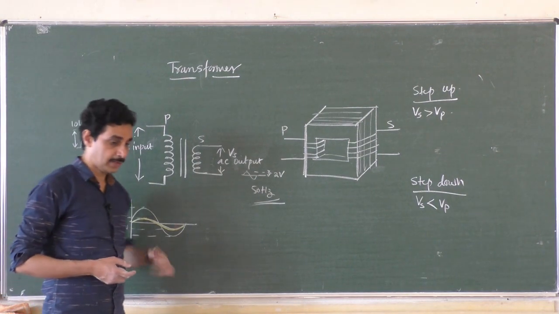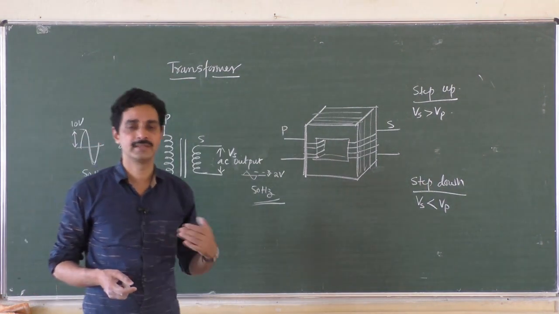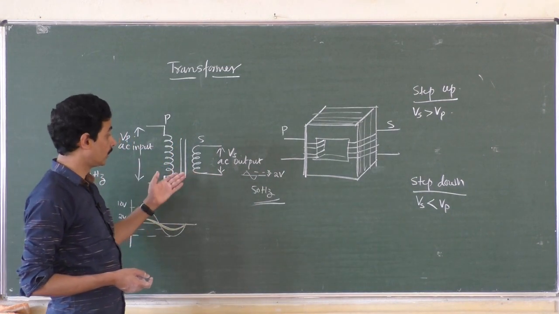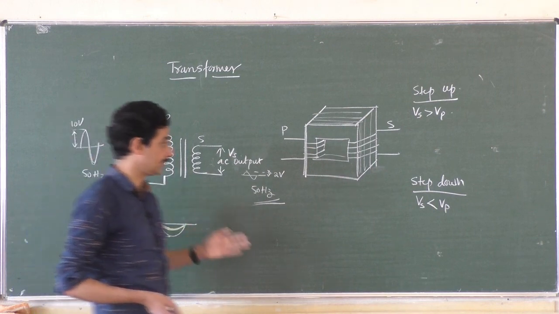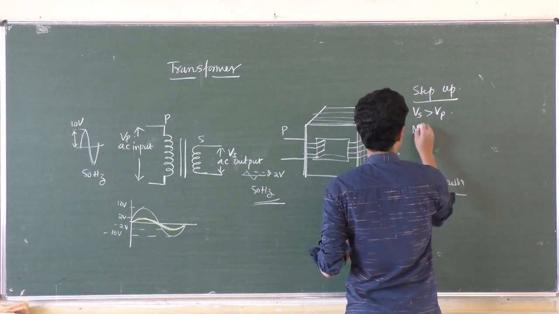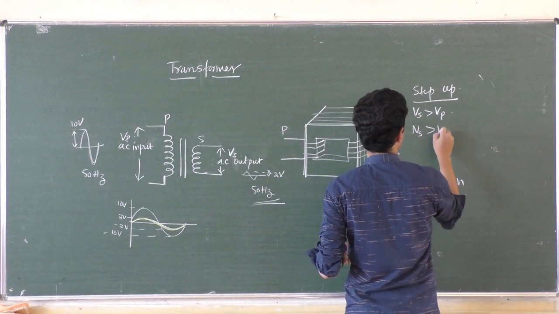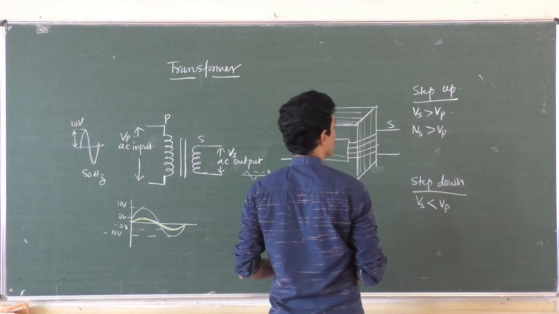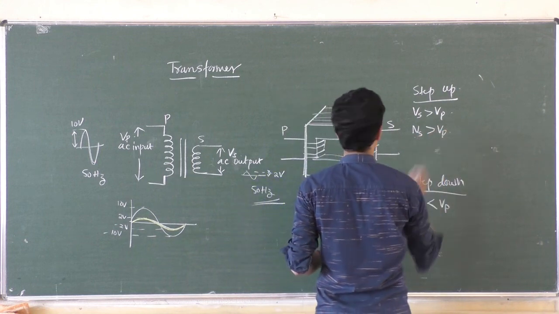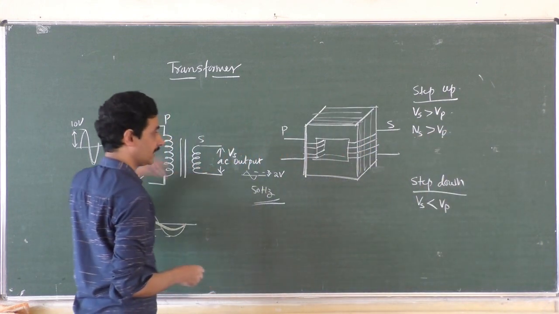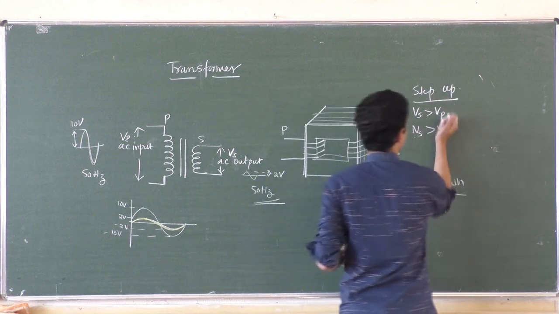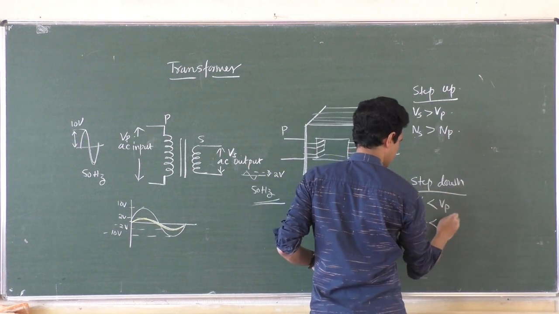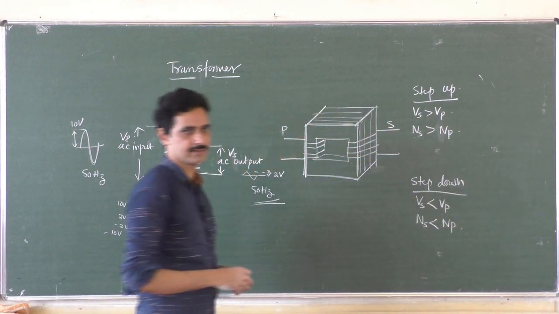So step down. If the number of turns in the secondary is less and the number of turns in the primary is more, step down. If the number of turns in the secondary is more and the number of turns in the primary is less, then step up. So Ns greater than Np, Vs greater than Vp, it is step up. If the number of turns in the secondary is less and the number of turns in the primary is more, step-down transformer.